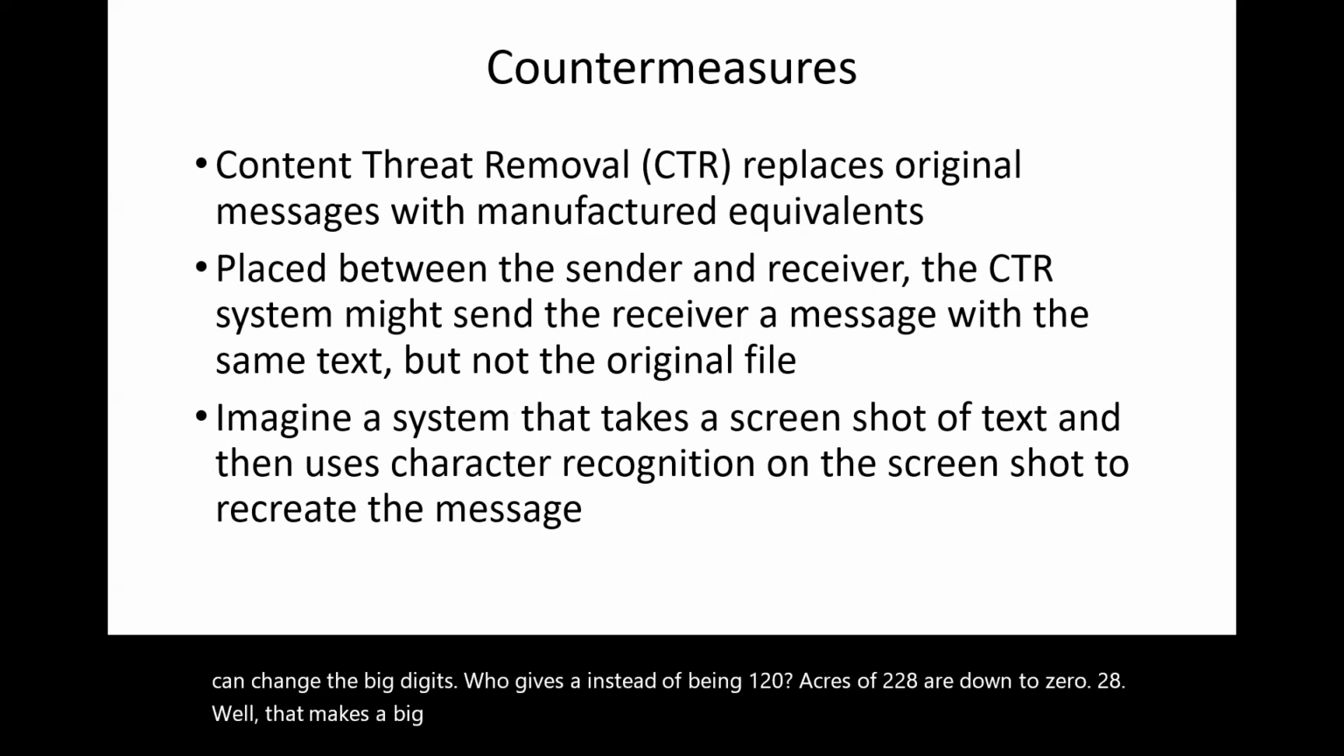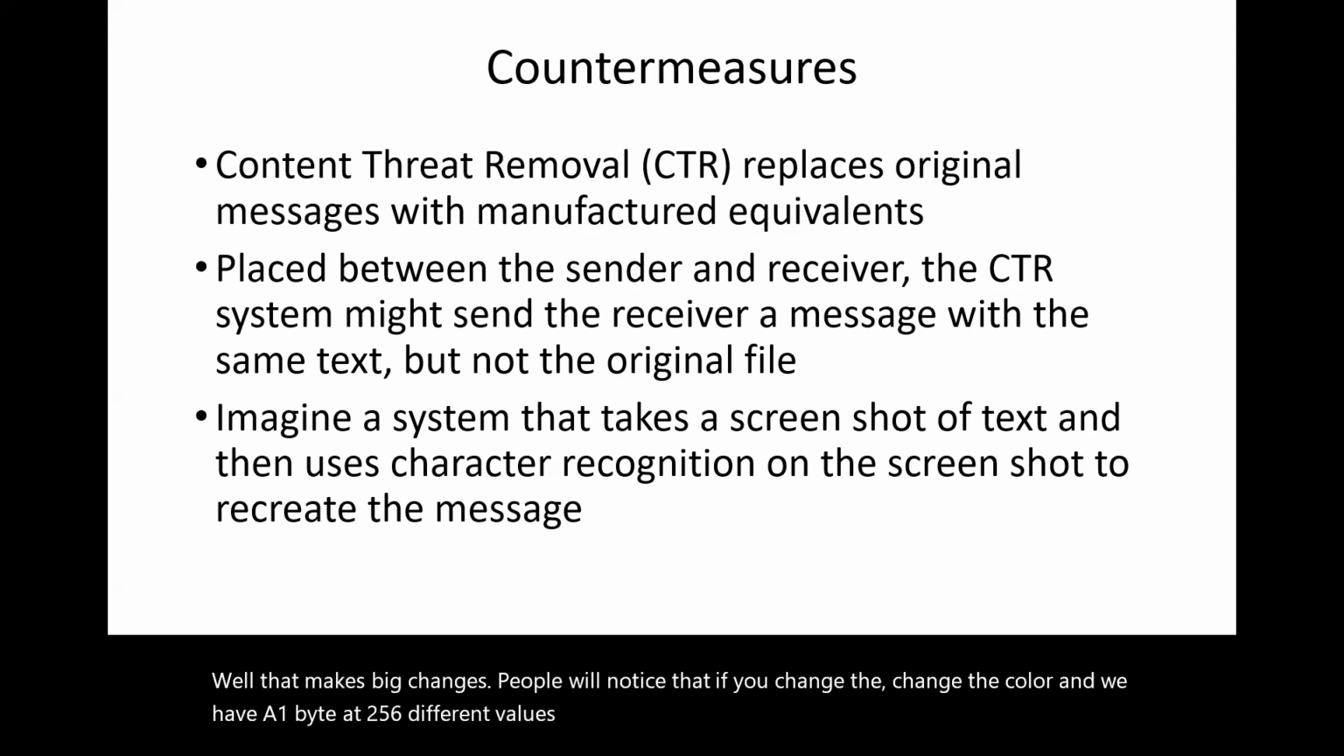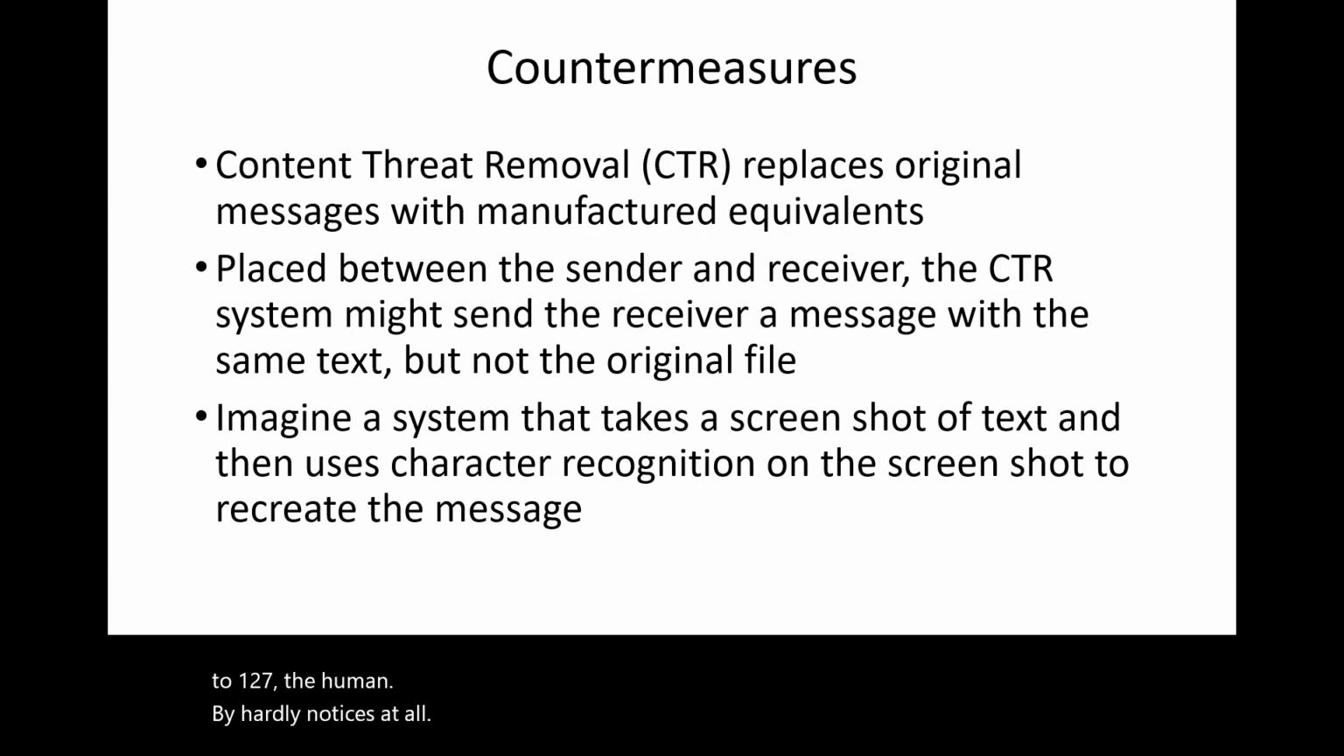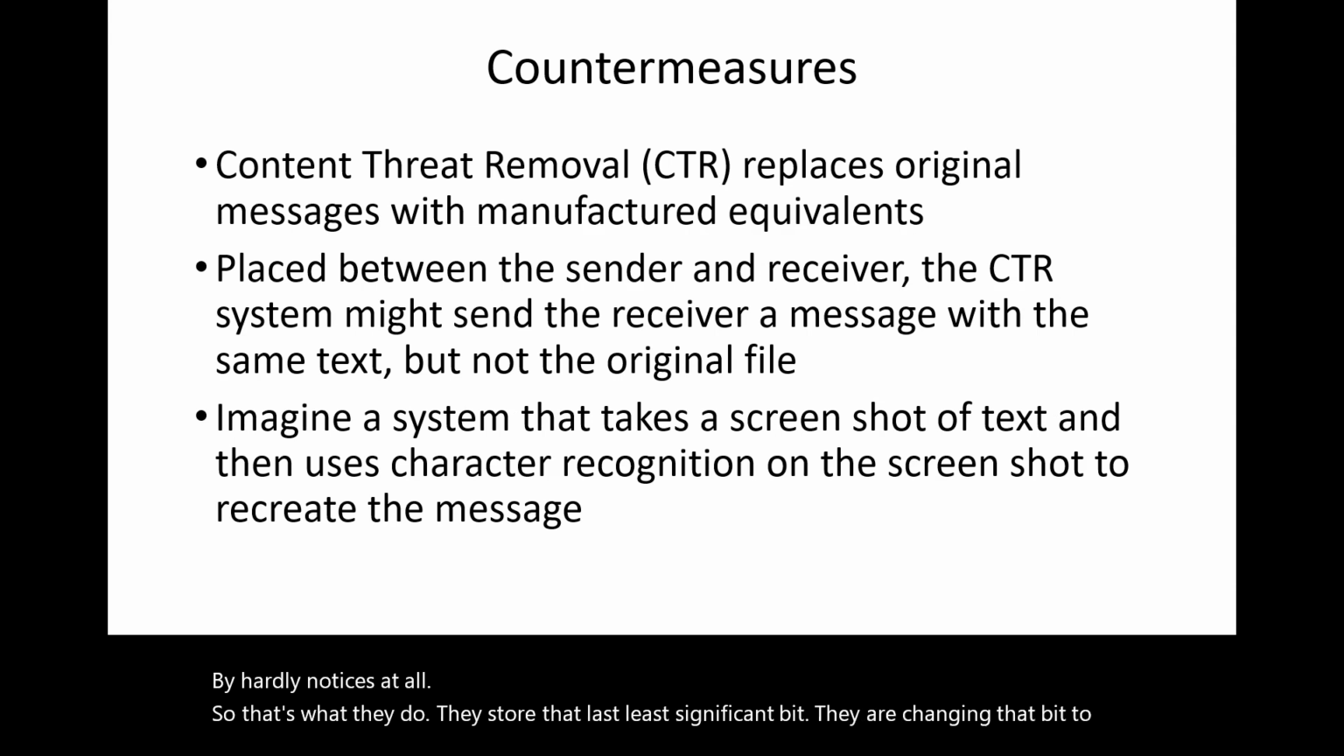People will notice that. If you change the color, and we have one byte with 256 different values for the color, maybe you change it from 128 to 129 or down to 127. The human eye hardly notices it at all. So that's what they do. They store in that least significant bit. They are changing that bit to the signal that you want.